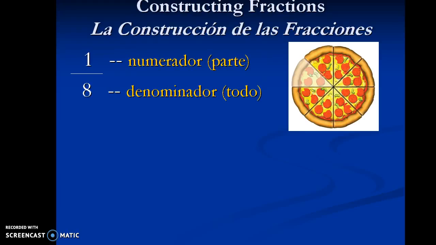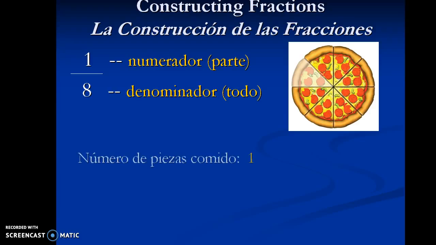So how do we construct these fractions? Well, as we can see with the example 1/8, we put the part of the pizza that we were eating in the numerator, in the top part of the fraction, the numerador, and the total number of pieces goes down here in the denominator, or the denominador. This is where the total goes.